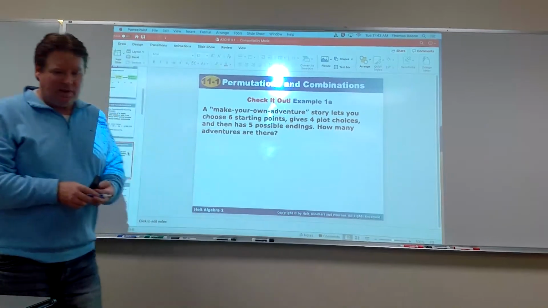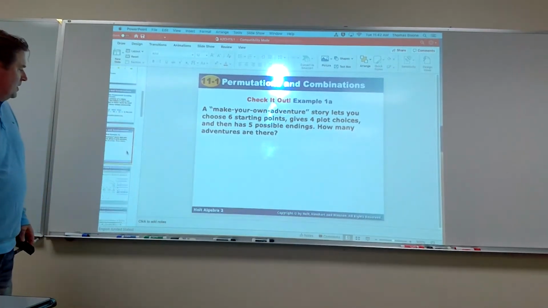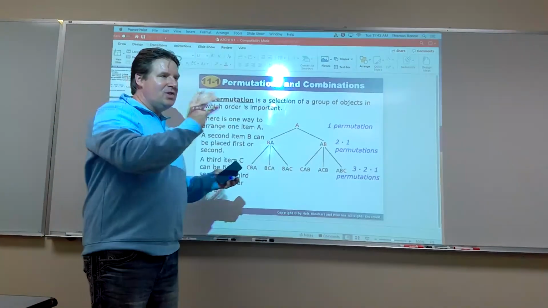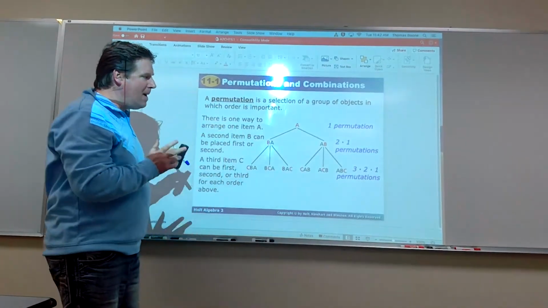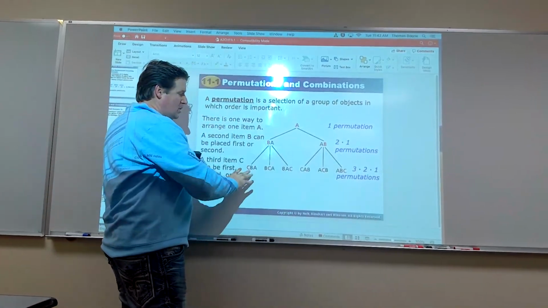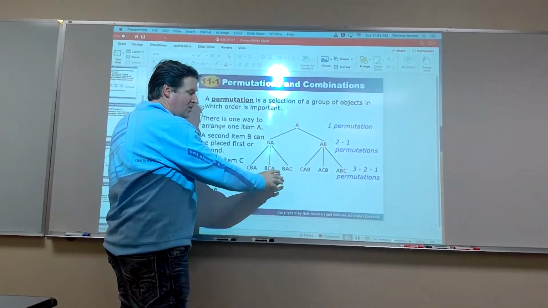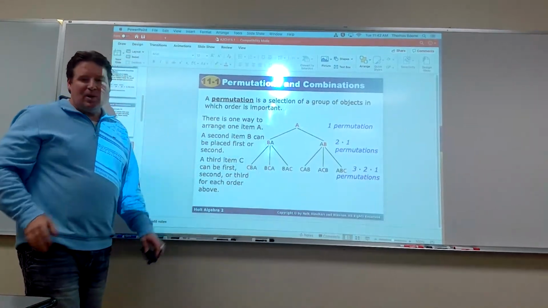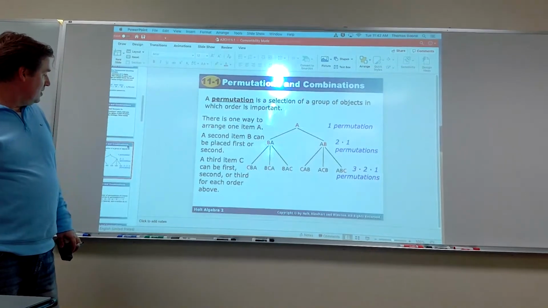Let's move on a little bit. We're going to be talking about permutations. The thing you have to remember with permutations is that the order matters. So BA is different than AB. Look at all the options you'd have if you had 3 choices. The order does matter with these, so we have to learn a way to compute them.